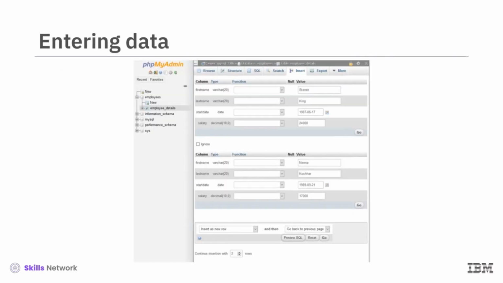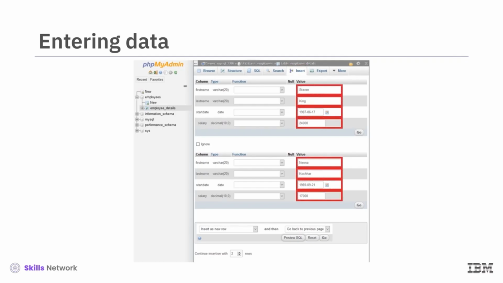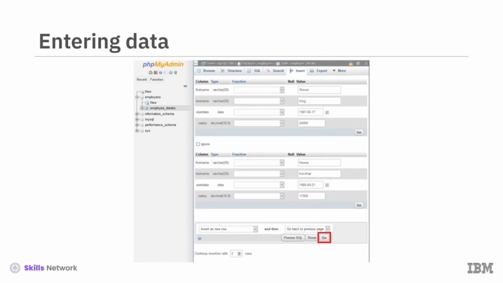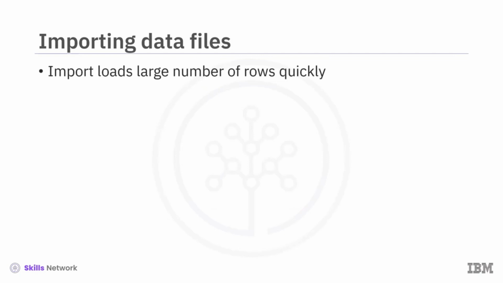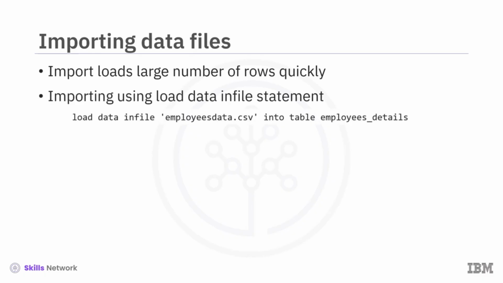To manually enter rows in phpMyAdmin, on the Insert tab, enter the data, then click Go. By default, you can enter 2 rows at a time, but you can increase or decrease this as required. And after you have entered data into a table, you can view that data on the Browse tab. Manually entering rows and running individual SQL statements is fine for small amounts of data, but if you're loading a large number of rows, you will find the import functionality is easier and quicker to use.